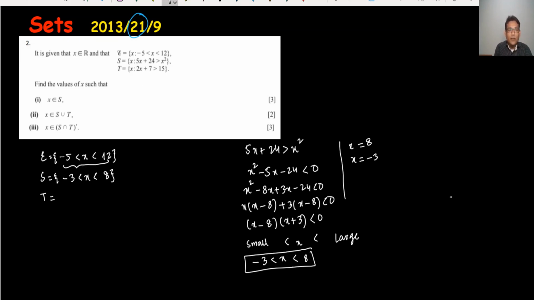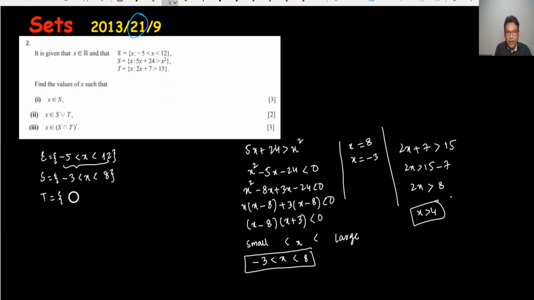Now, set T is 2x plus 7 greater than or equal to 15, and this is a very simple inequality. So 2x is 15 minus 7, 2x is greater than or equal to 8, and x is greater than or equal to 8 upon 2, which is 4. So we can just write x is at least 4, but one more very important thing: x is at least 4 but at most 12, because 4 onward means 4, 5, 6, 7, 8, 9, 10, 11, 12, but we have a boundary that we cannot go beyond 12, so I will make the boundary for T.